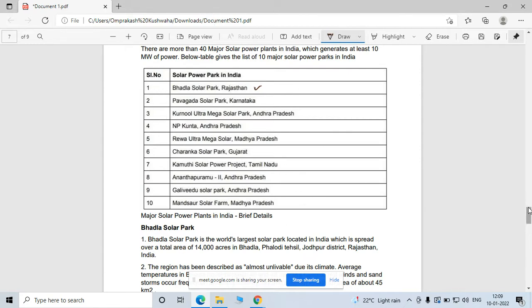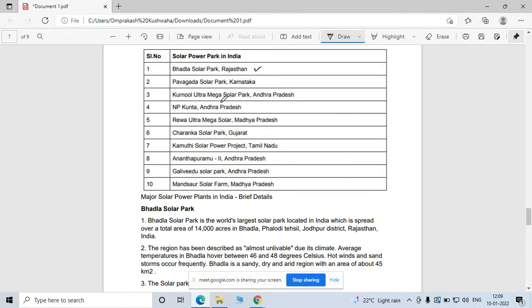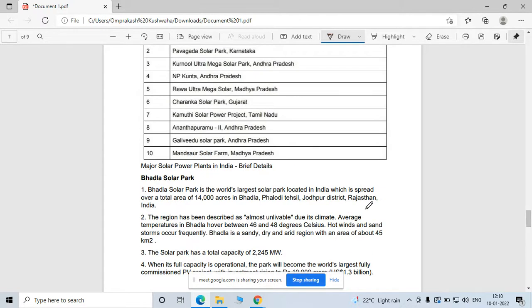The second one is the Pavagada Solar Park in Karnataka, and the Kurnool Ultra Mega Solar Park in Andhra Pradesh. This is installed by Adani Power, and a documentary was also made on this by National Geographic. You can also watch it there. The capacities are also written here, you can read them out.